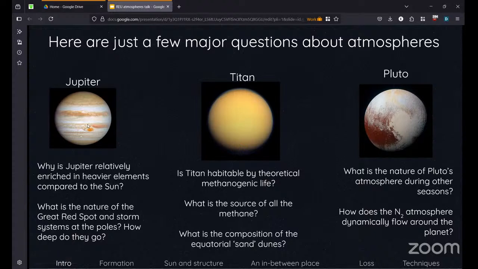And we don't really understand the nature of the Great Red Spot. This is supposed to be some really big storm system, and we know a little bit about it, but we don't know how far down it goes or really all about the dynamics that are happening.